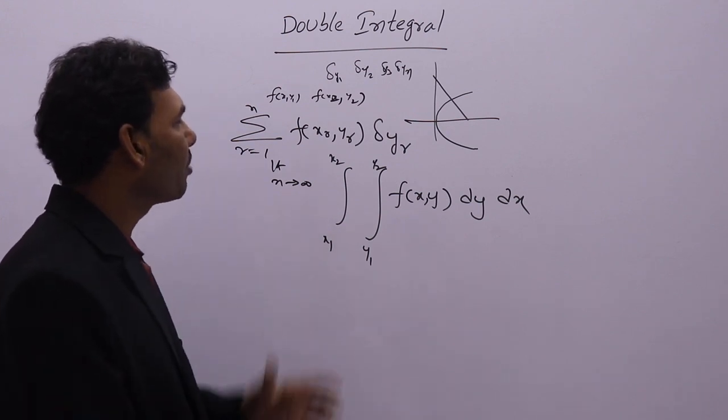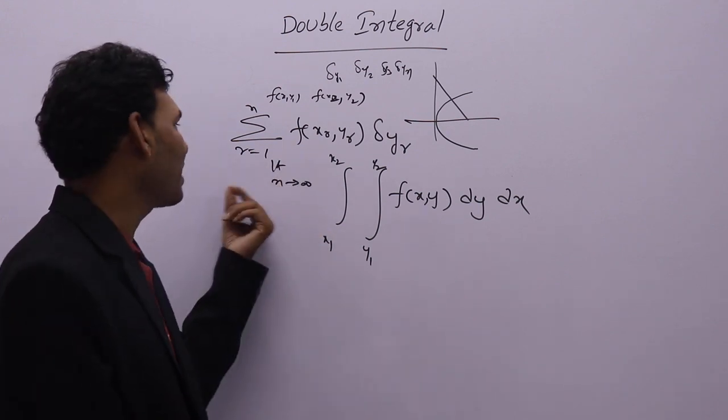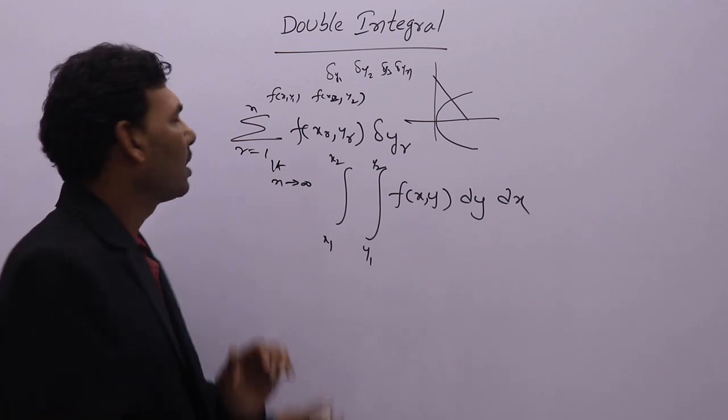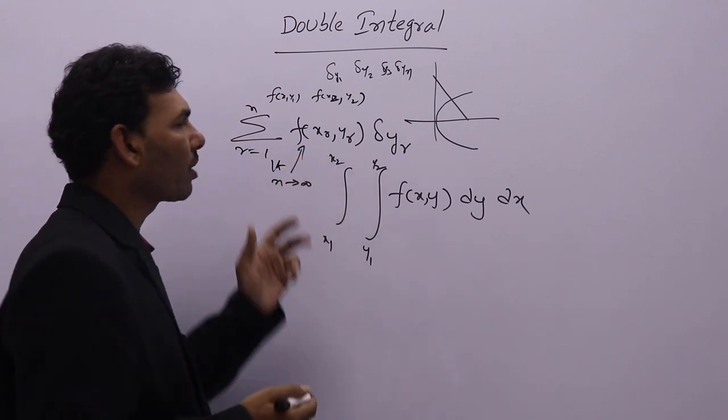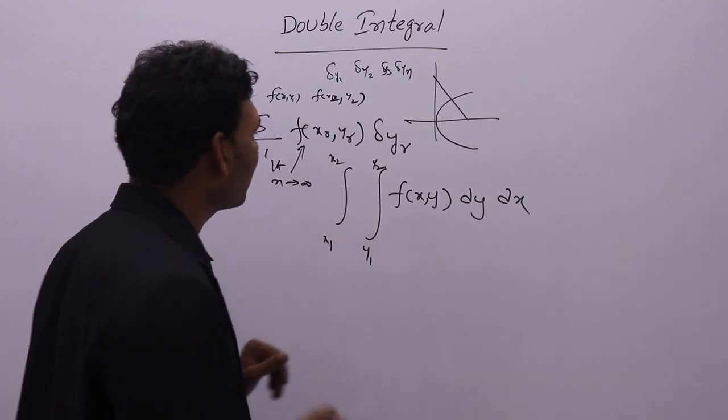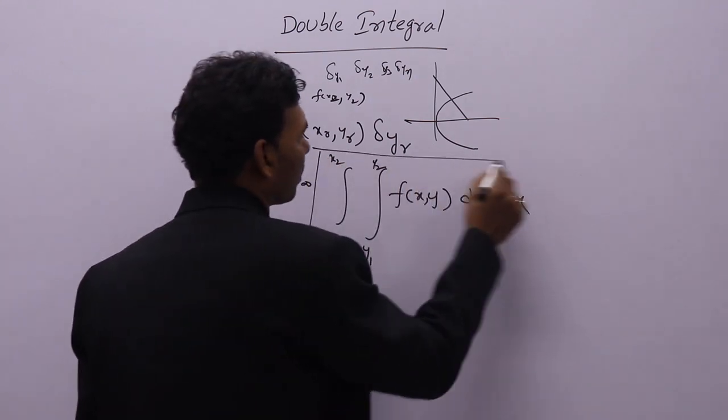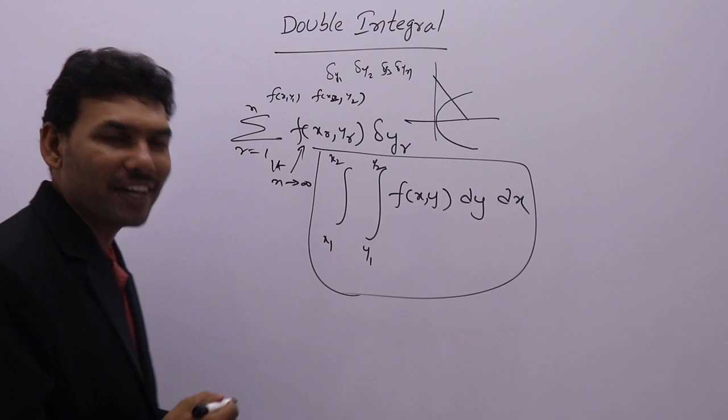Here, double integral means this one. This is a sum as n tends to infinity. As n tends to infinity, this sum we can call the double integral. We represent the double integral in this way. Now, how to evaluate this double integration?